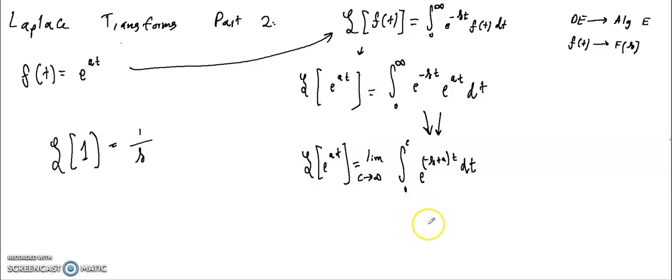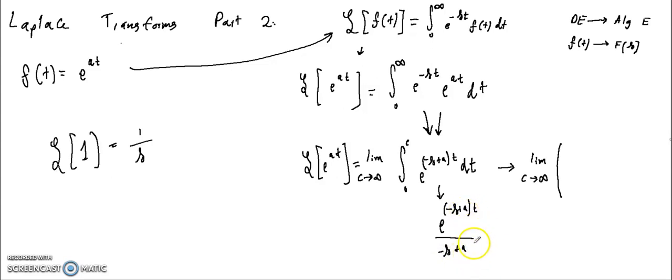Let's jump right into it. So I'm looking at this, and we can actually integrate this already. So we have the limit as c approaches infinity of, well, this integral is just going to be e to the negative s plus a times t, over negative s plus a.